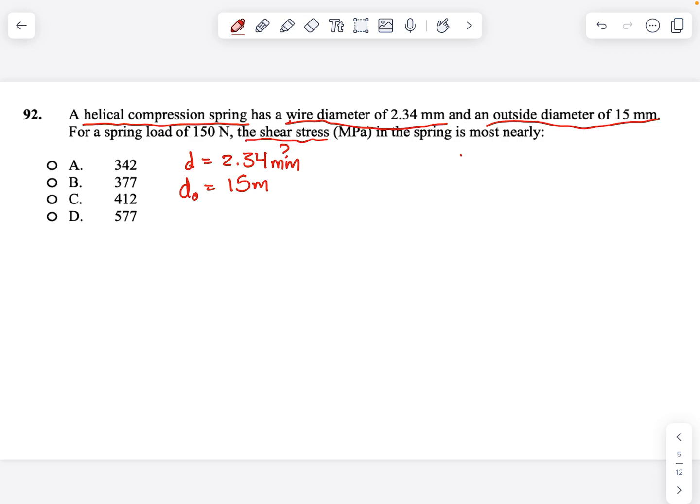Now, if you look at this equation from the last slide, shear stress is equal to Ks 8FD over pi d cubed.